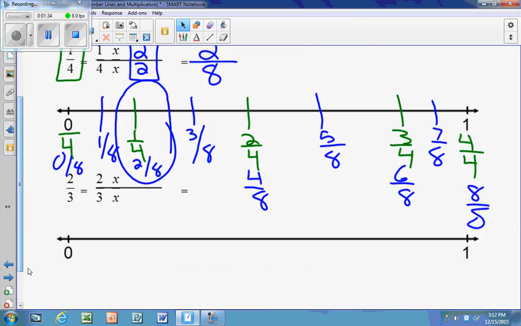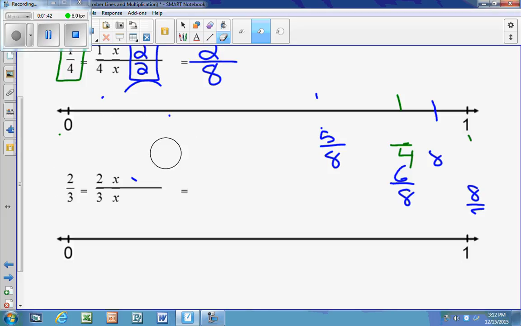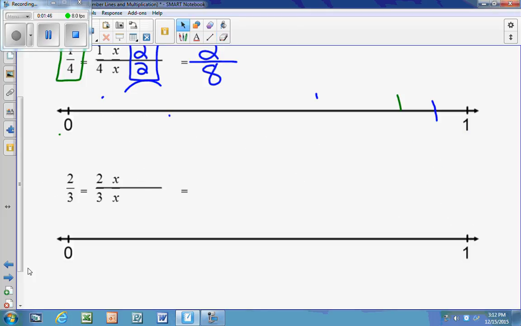Another example of how to do this, we're going to start another one right here. We have 2/3. So the first thing that we're going to do is put the 2/3 on the number line. So we know that this is less than 1, so we're going to split it up into 3 pieces. 3 pieces means that I need to draw 2 lines so that I have 3 pieces.